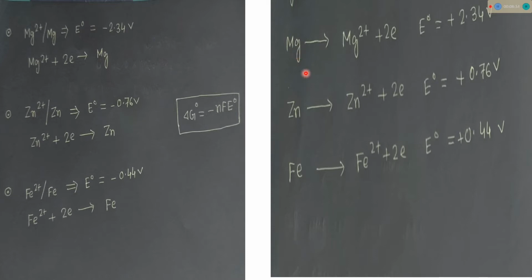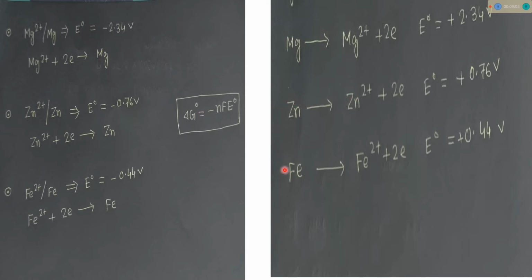If we couple magnesium with iron, then also we can say that magnesium is oxidized readily, and the 2 electrons released by magnesium will be taken up by iron 2 plus and converted into neutral iron. Now if we couple zinc and Fe, then since E0 is more positive for zinc than iron, del G0 becomes more negative for Zn.